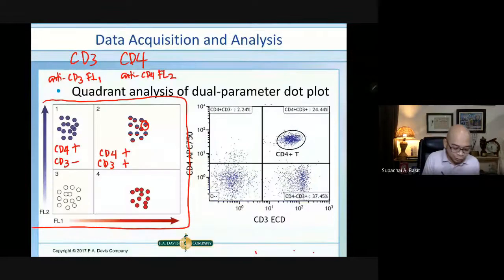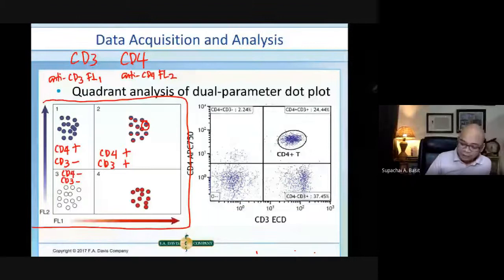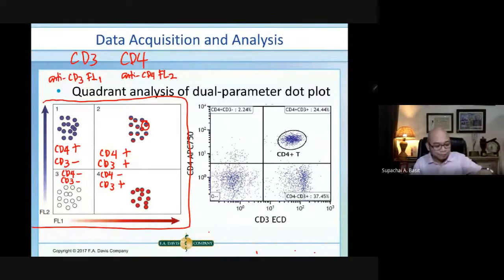Now look at that quadrant number 3. Quadrant number 3 doesn't have any fluorescent label. So this is CD4 negative, then this is CD3 negative. Look at quadrant number 4. It is only positive for CD3, but it is negative for CD4. So this is now how we study quadrant analysis of a dual parameter dot plot.